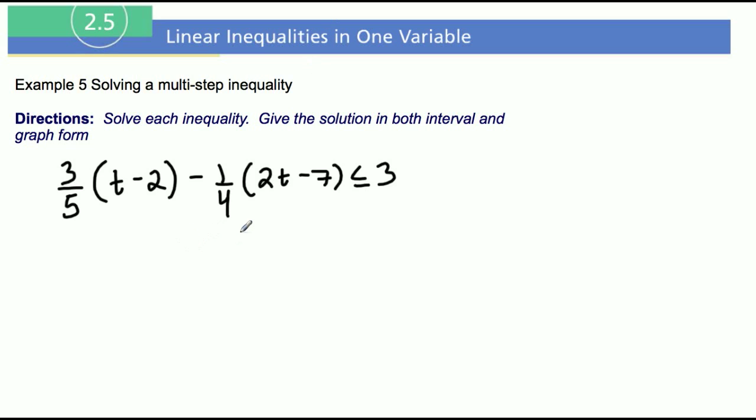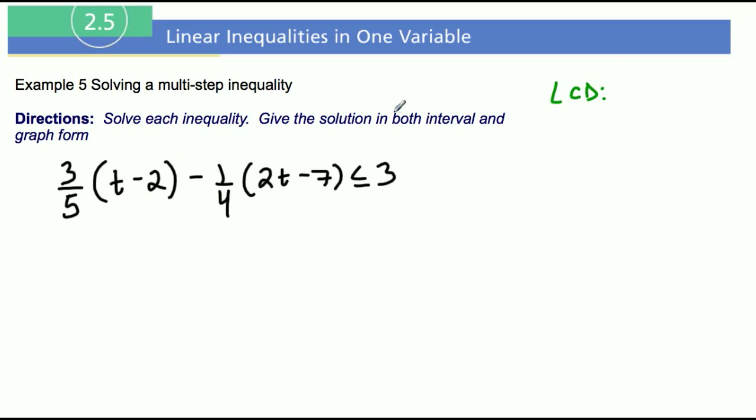Alright, let's check out this hairy guy right here. What we want to do here is solve for t, but first we want to get rid of our denominator. The way we get rid of our denominator is we find the LCD, the lowest common denominator, by finding where 5 and 4 match.